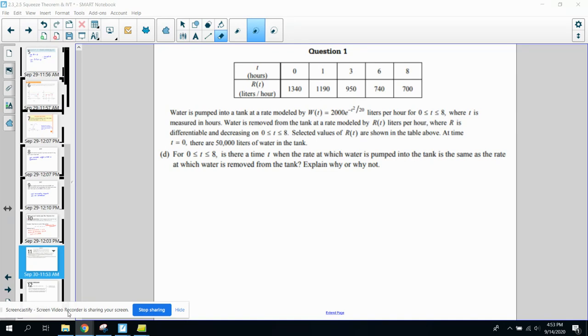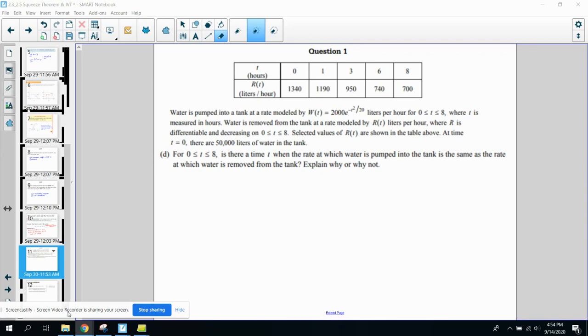Okay, so let's just read it first. So we have that water is being pumped into a tank at a rate modeled by W of t equals 2,000 e to the negative t squared over 20 liters per hour between 0 and 8 inclusive, where t is measured in hours. Water is removed from the tank at a rate modeled by R of t liters per hour, where R is differentiable and decreasing on 0 to 8 inclusive. Selected values of R of t are shown in the table above. At time t equals 0, there are 50,000 liters of water in the tank.